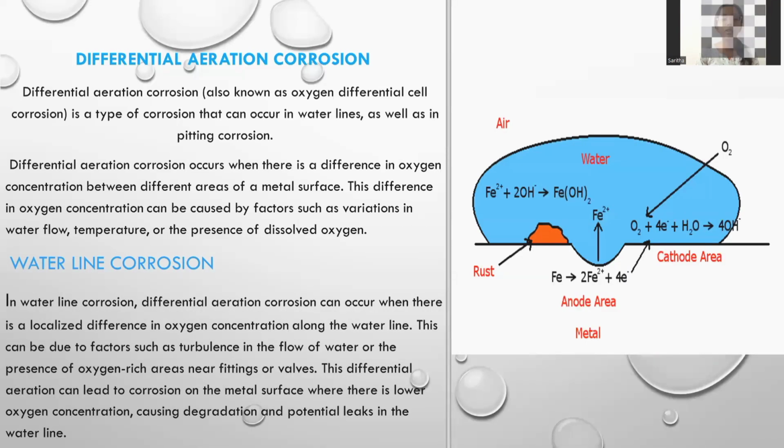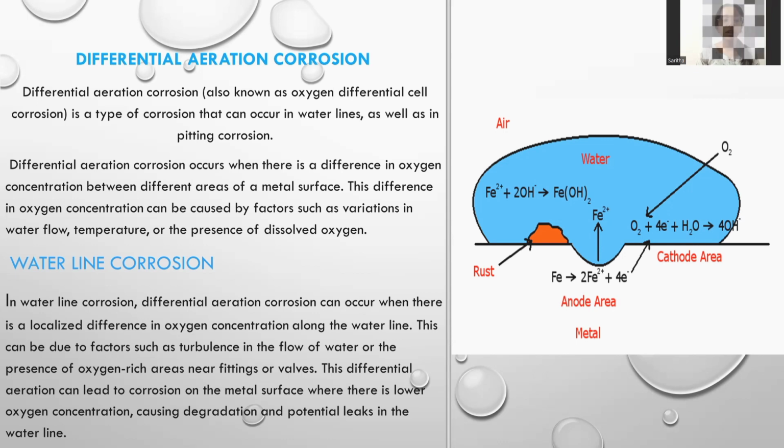Next, differential aeration corrosion. Differential aeration corrosion, also known as oxygen differential cell corrosion, is a type of corrosion that can occur in water lines as well as in pitting corrosion. It occurs when there is a difference in oxygen concentration between different areas of a metal surface. This difference can be caused by factors such as variations in water flow, temperature, or the presence of dissolved oxygen. There are mainly two types of differential aeration corrosion, that is waterline corrosion and pitting corrosion.